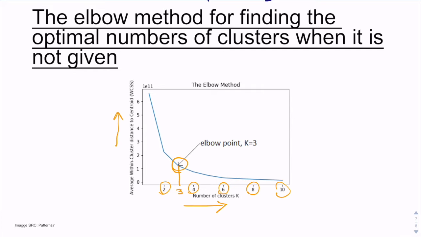So for real examples, sometimes let's say you have 10 billion samples, right? And then should I start from 1 and go all the way to 1 million? Should I run the k-means algorithm 1 million times?